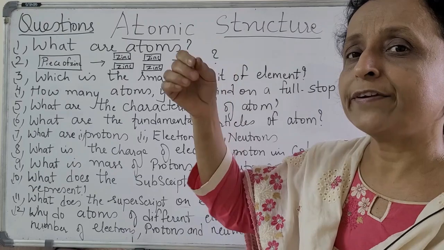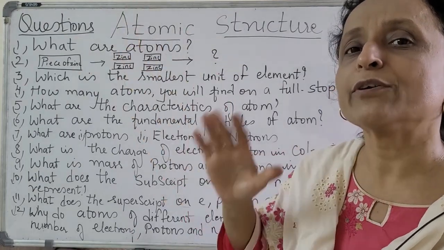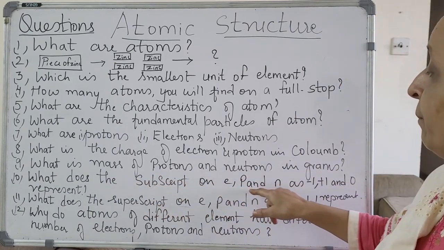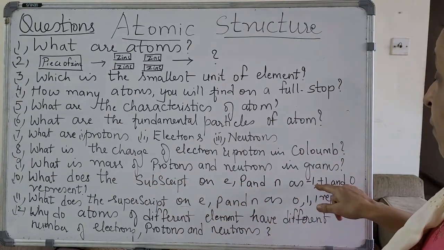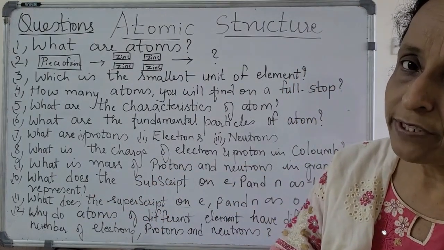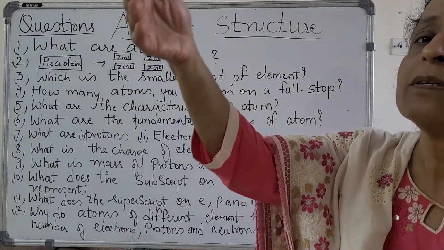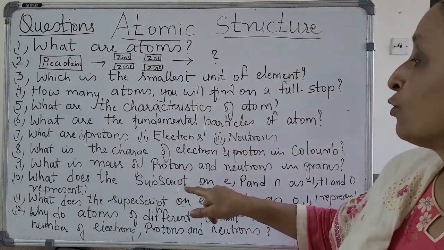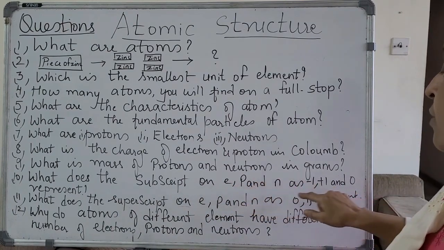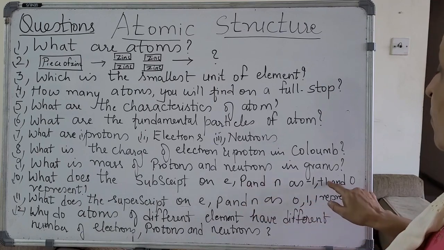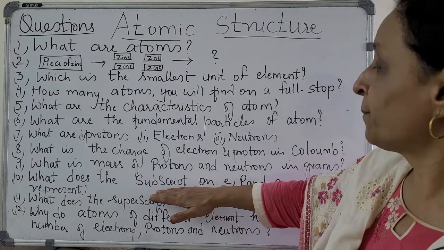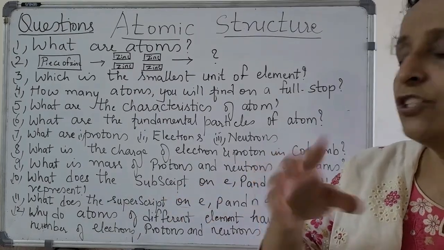1.6 into 10 raised to minus 24. That you have to memorize. What does the subscript on e, p, n, minus 1, plus 1 and 0 represent? Subscript is one which is given below. Superscript is one which is given above. So, subscript of e, this is the charge. Minus 1 is the charge. For p, plus 1 is the charge. For neutron, 0 is the charge. So, subscripts represent the charge.